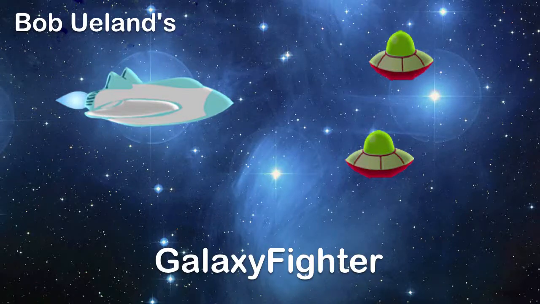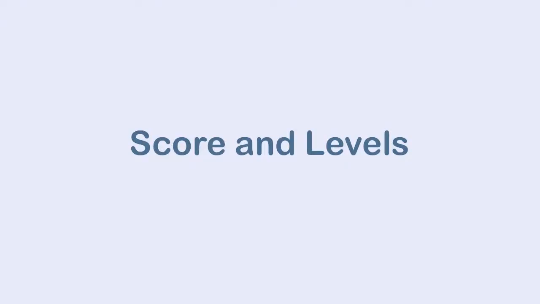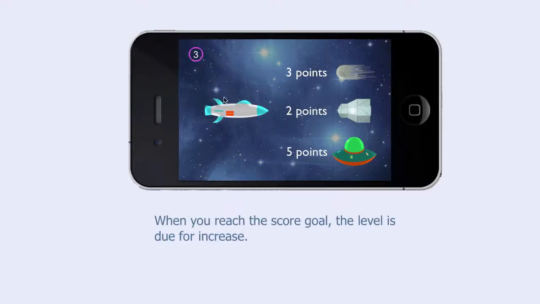Galaxy Fighter. This lesson is called The Score and the Levels. Here we have our ship. When the ship shoots down a meteor, it scores 3 points. If it shoots down an alien, it scores 5 points. If it touches a depot, it scores 2 points. These points are added to the total score. And when that score reaches the goal score, we are ready for the next level.